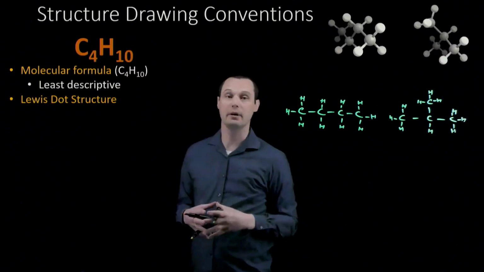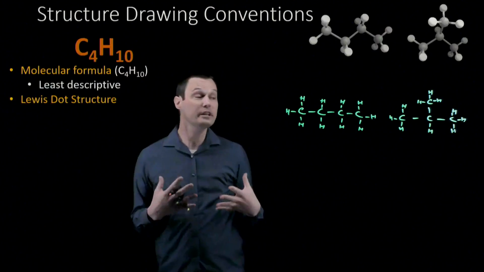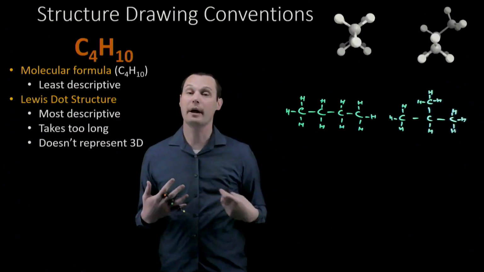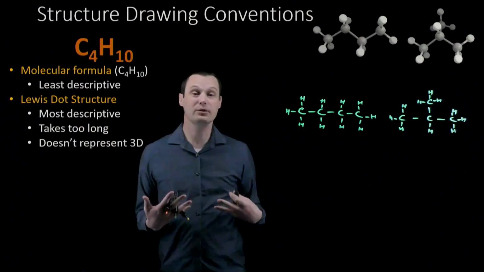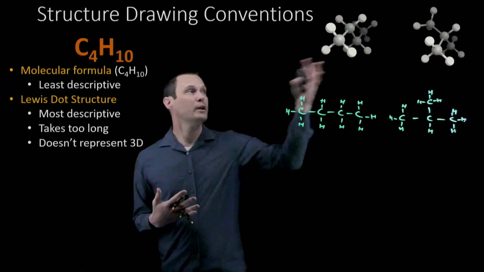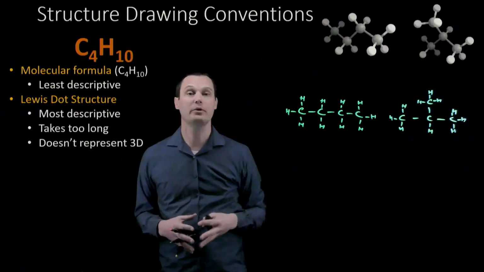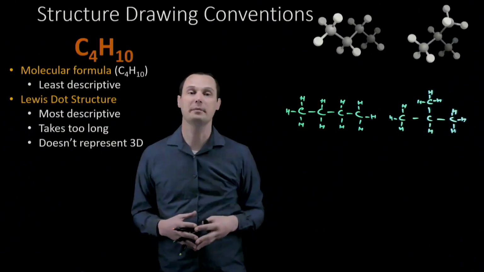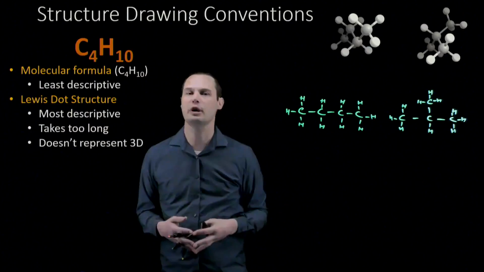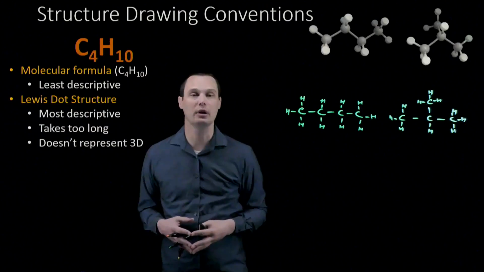I really don't care for Lewis dot structures very much. They're very tedious, they're very long to draw. They are perhaps the most descriptive, but they just take too long to draw. And these molecules have 3-dimensionality. You can see them as they're rotating here. There is a 3-dimensional depth to these molecules, and the Lewis dot structure does not do a good job representing the accurate 3D structure of the molecule.